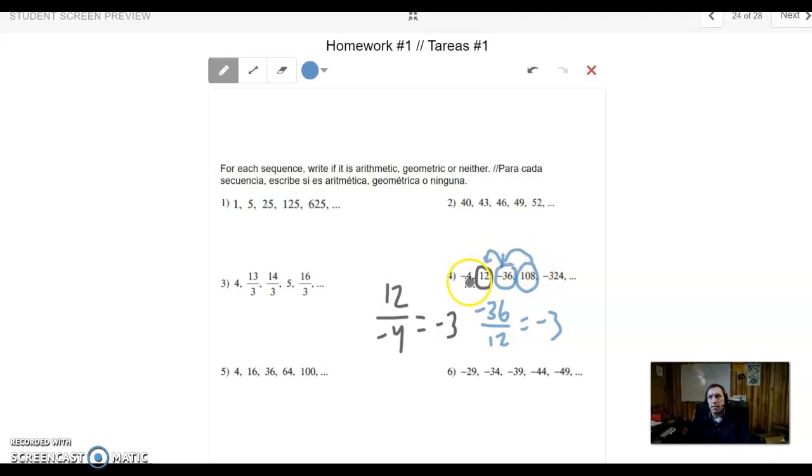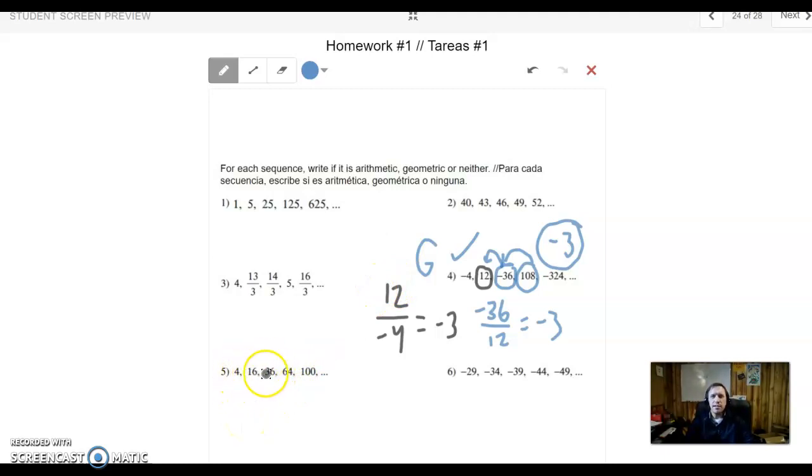You could keep testing this, or you could just start to multiply. Negative 4 times negative 3 is 12. 12 times negative 3 is negative 36. Negative 36 times negative 3 is 108. So our growth factor there is negative 3. That means this is geometric. All right, two more left. Go ahead if you want to try these out on your own.